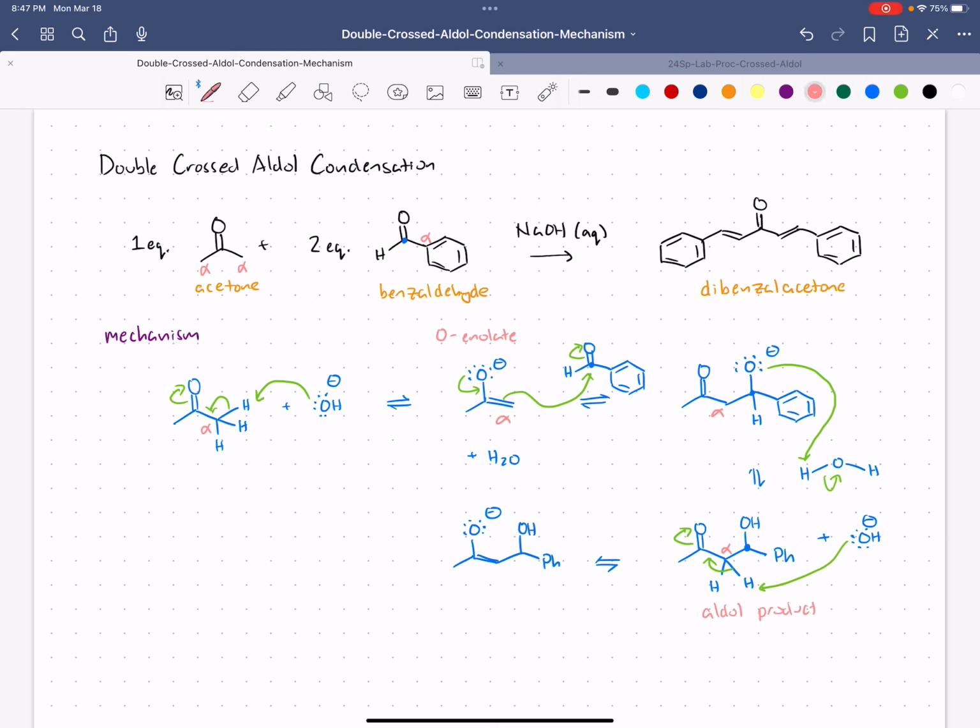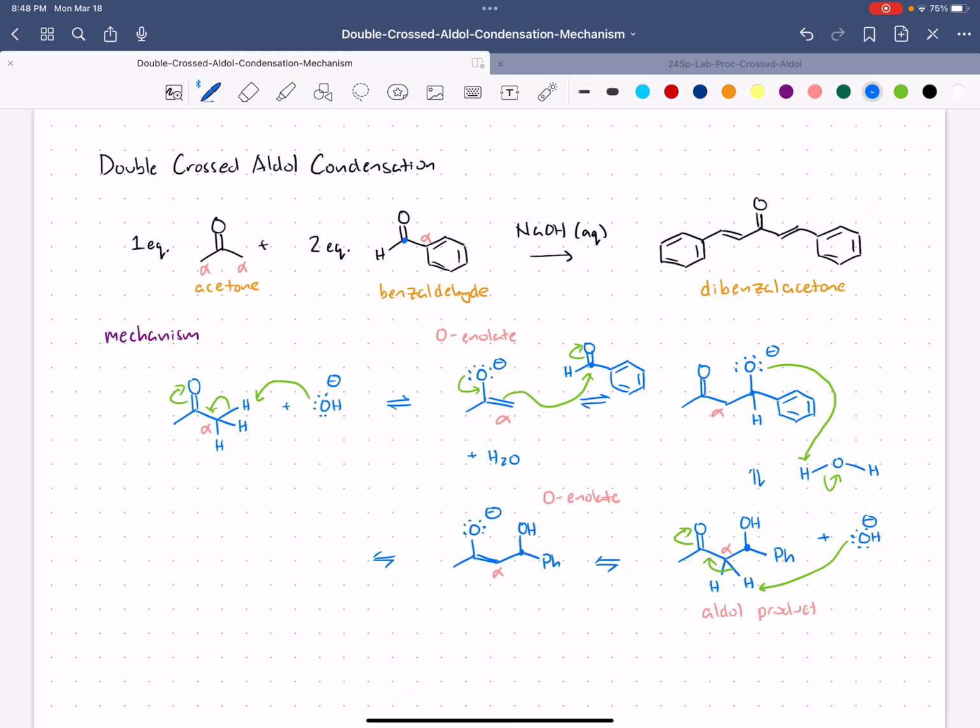Okay, let me draw the alpha. I'll put it here, and the dot. Okay, we have to go through this intermediate, and I'm going to label it again. It is the O enolate. That's after step 4. Remember how I said that it takes 5 steps for the complete aldol condensation? Well, here's the 5th step.